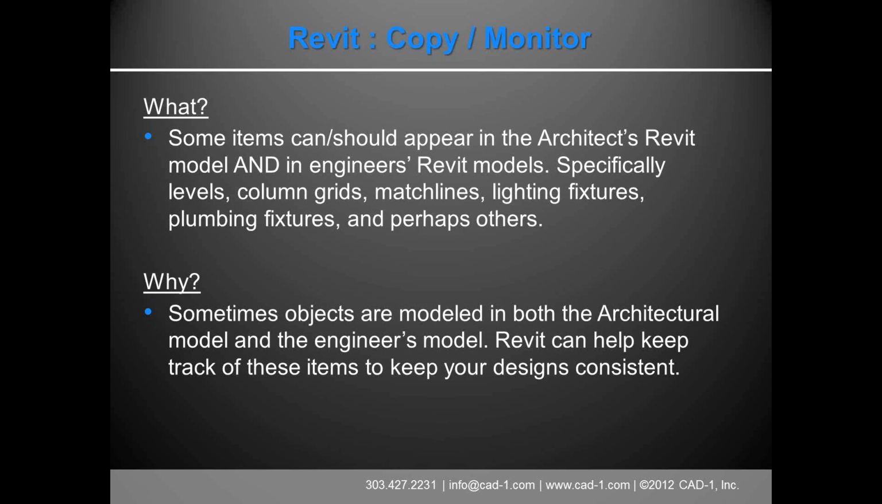Specifically, levels definitely, but also column grids. Levels and grids are a couple of the obvious things that you want to coordinate. You want them to be the same. Maybe match lines. Perhaps lighting fixtures or plumbing fixtures, they've been designed in the architect's file and the engineer, the lighting or plumbing wants to match those. So they can be modeled in both the architect's model and the engineer's model, and Revit can help you to keep track of these to help keep your designs consistent.